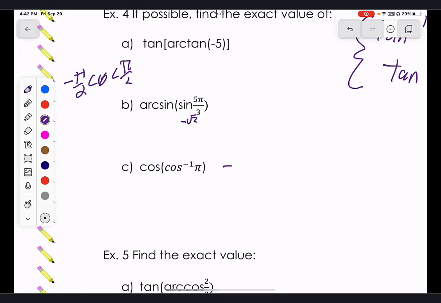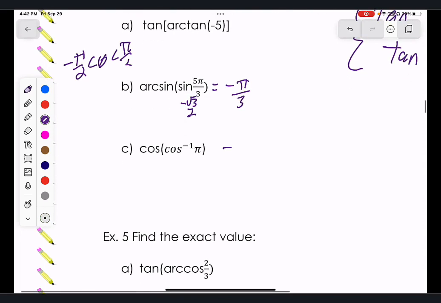So what we have to do first is actually evaluate the sine of 5 pi over 3, which is negative the square root of 3 over 2. Then we do the arc sine of the negative square root of 3 over 2. And you can do that in your calculator, or sometimes you may have to do it by hand. That's going to equal negative pi over 3, which falls within the range of negative pi over 2 and positive pi over 2. So this is your answer.